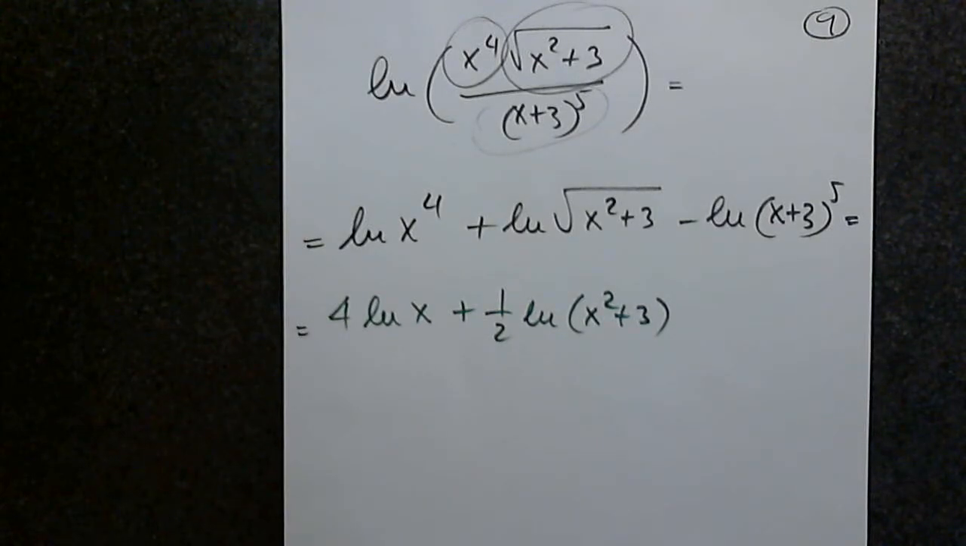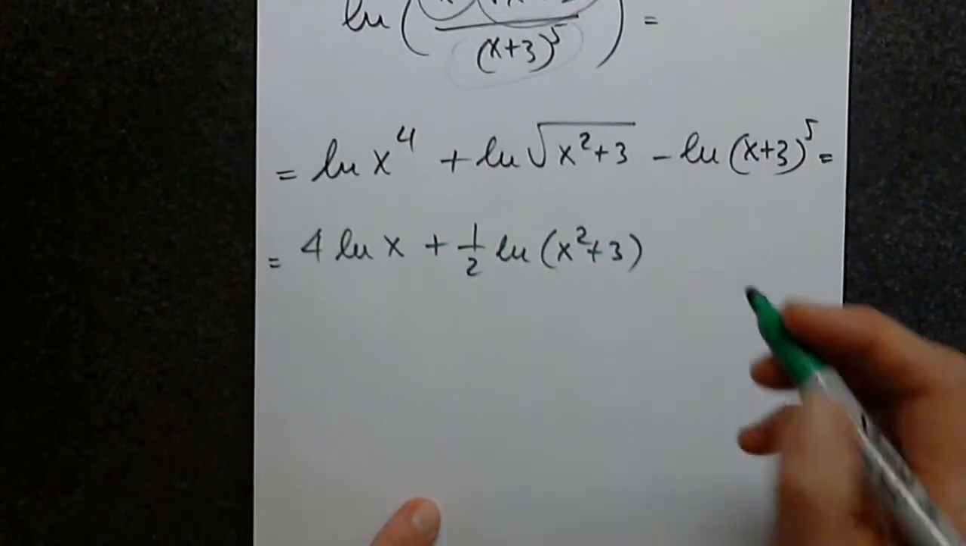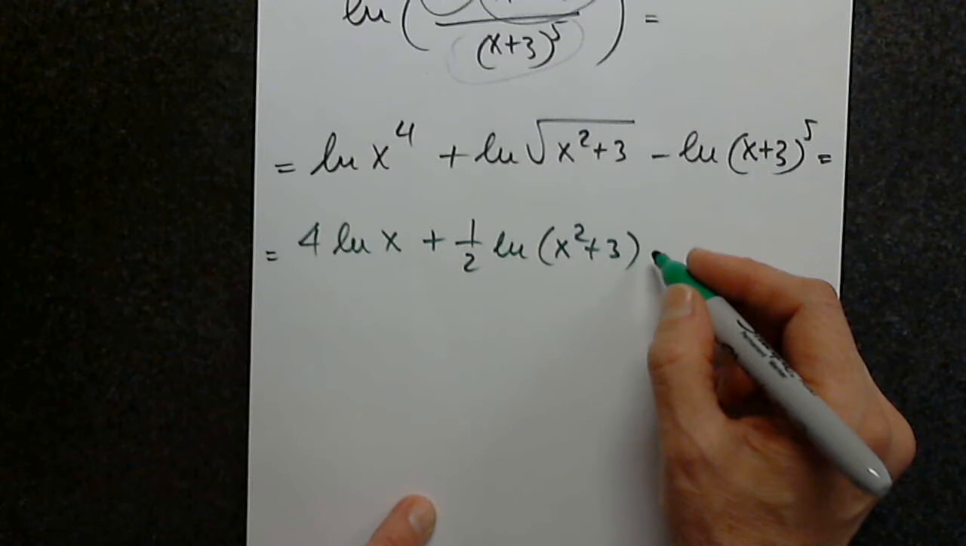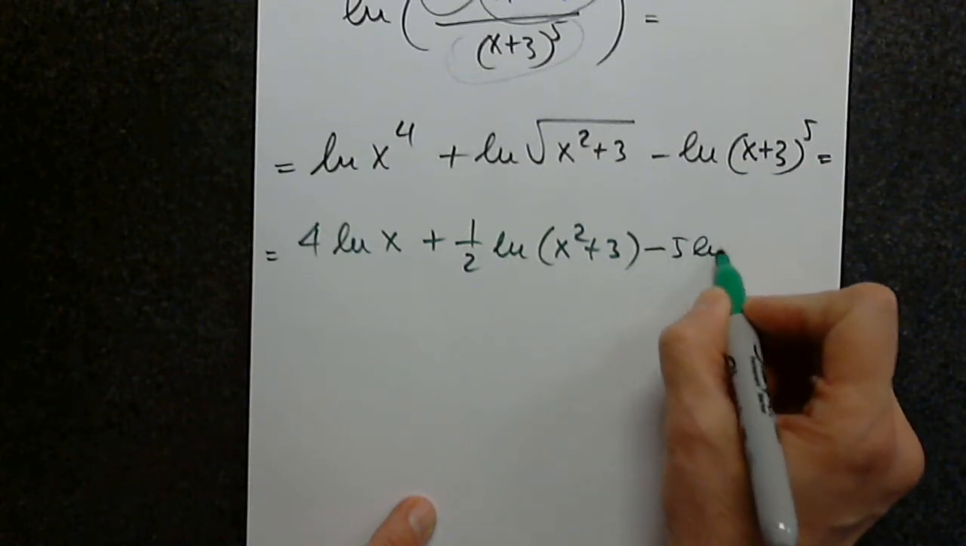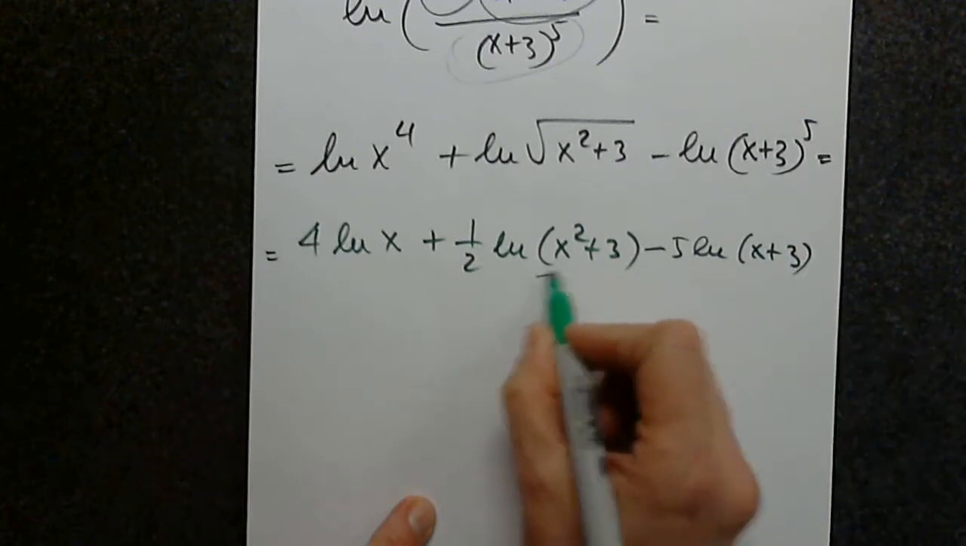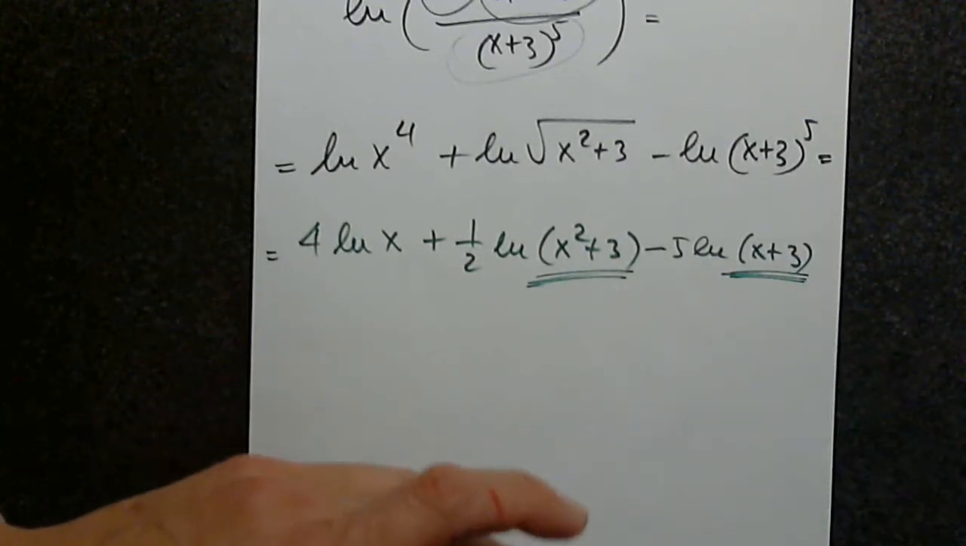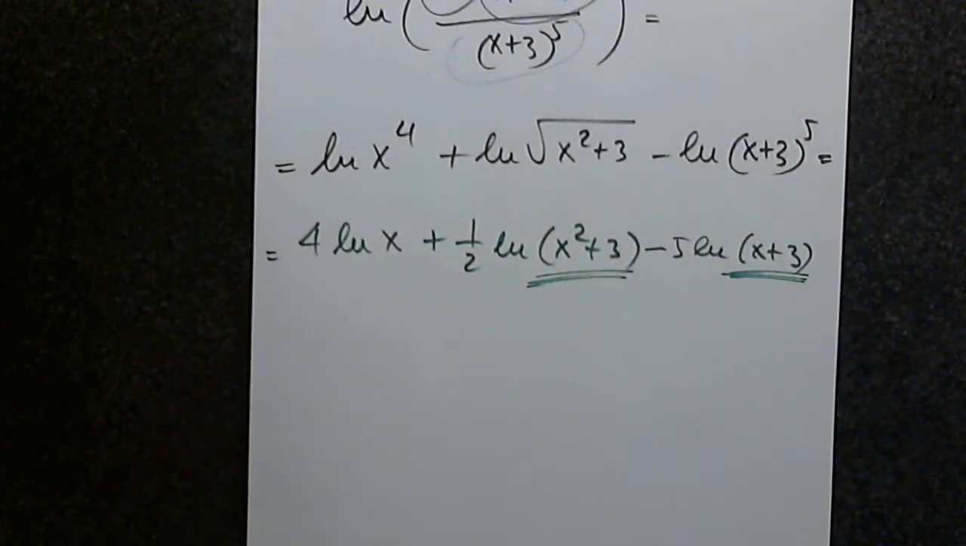And the power on the last one? Minus 5, the natural log of x plus 3. Remember, there is no rule for this. Do not try to break up natural log of a sum or a difference. Very good.